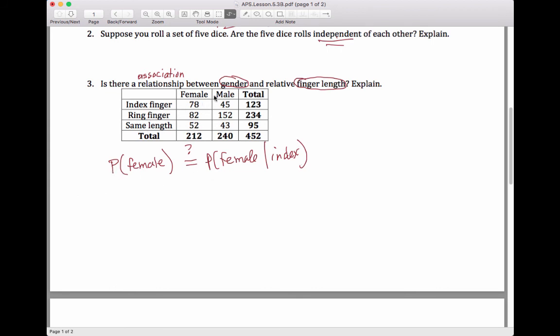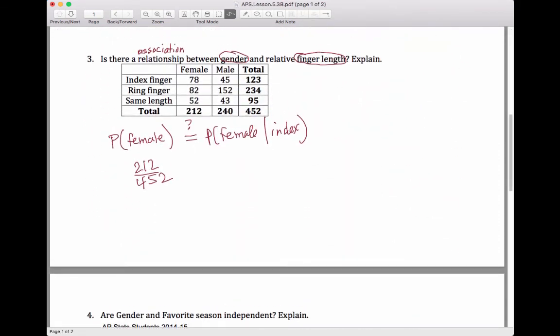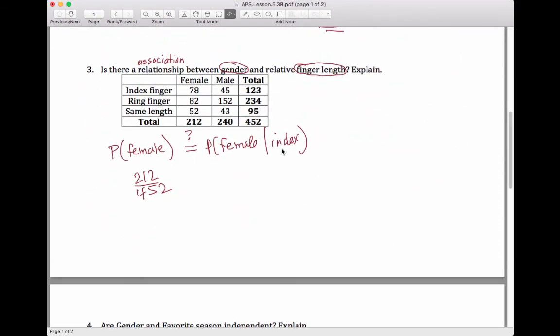Well, let's see. The probability of being a female would be 212 out of 452. There's 212 females out of 452. And if we want to find out the probability of being a female, given that the index finger is longer, well, there's 123 that have an index finger that's longer. And out of those, there are 78 females. And now we just want to compare these two and see if they're equal or not.